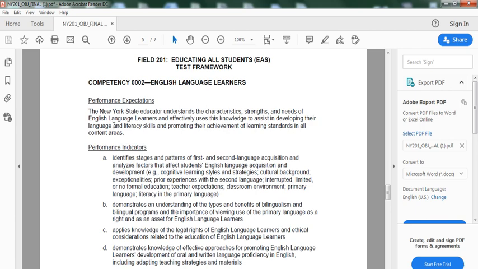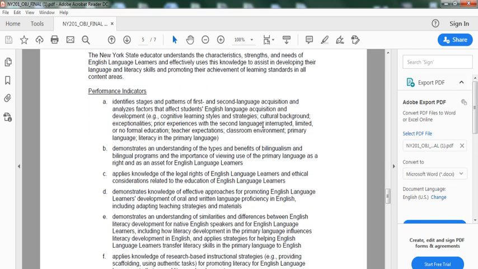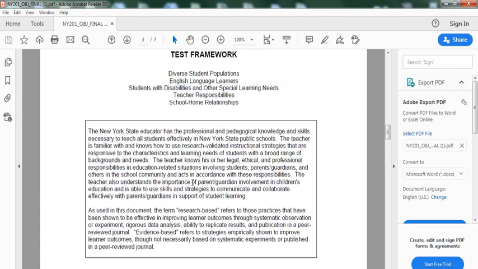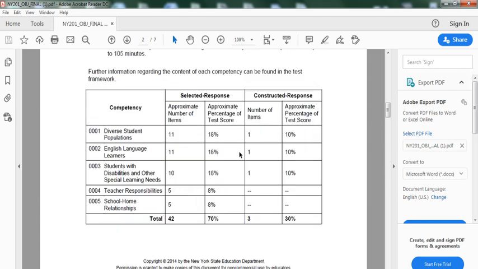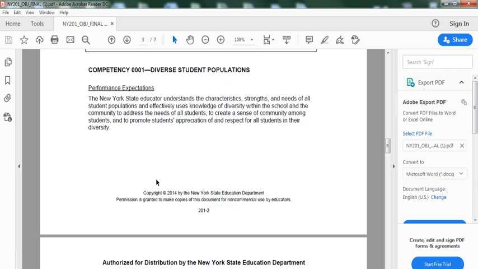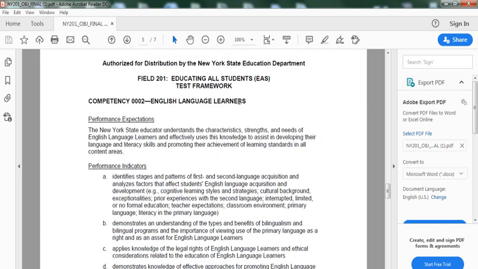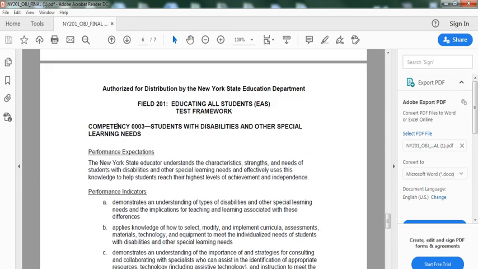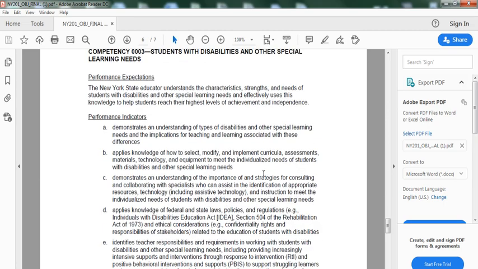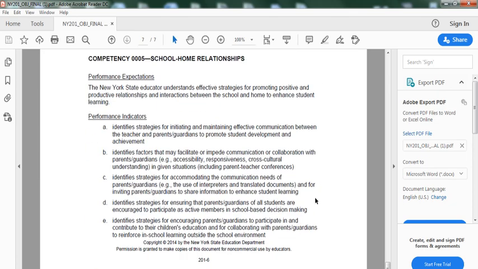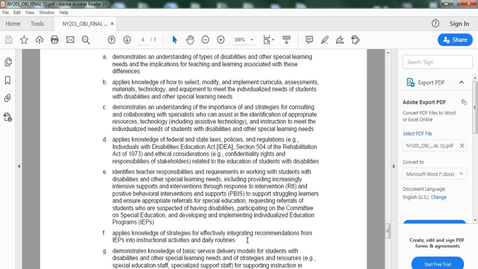Performance indicators. Again, these are performance indicators on certain competencies, obviously 1, 2, and 3. If you want, you can read it on your own. Obviously, it does help out. Competency number 2, English language learners. You're going to have number 3, students with disabilities, performance indicators, test framework, teacher responsibilities, and so forth. This is just basically frameworks.